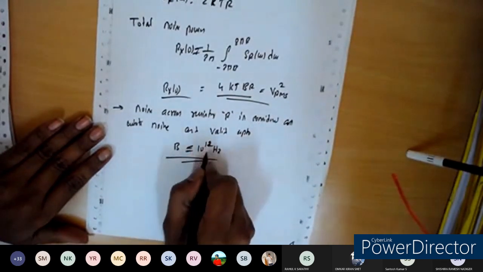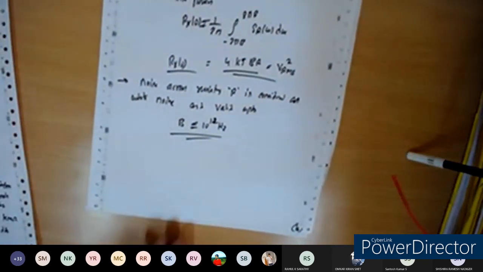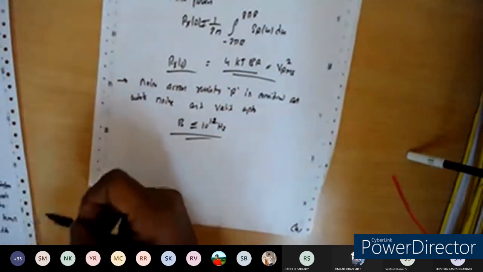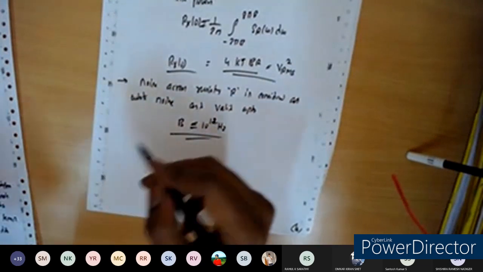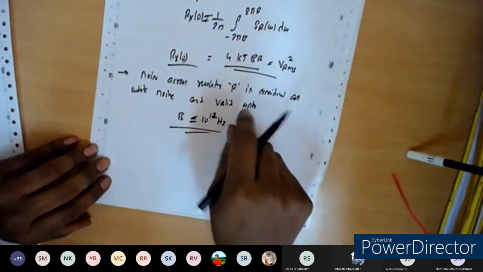So for the frequency or the bandwidth of the signal, up to 10 to the power of 12 hertz, it has a constant value. Okay, so this is about white noise and thermal noise. These are the two types of noise we are going to consider, which are random in nature.